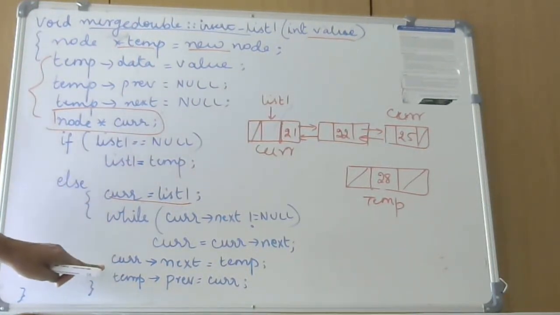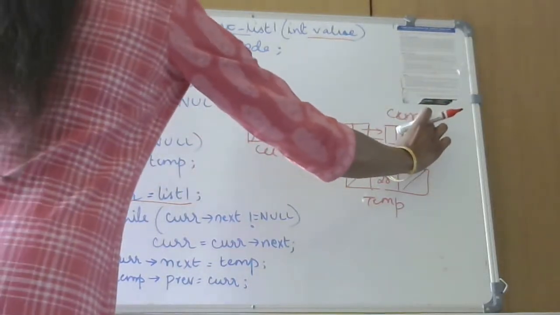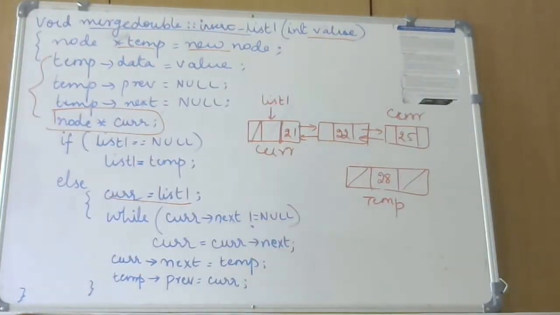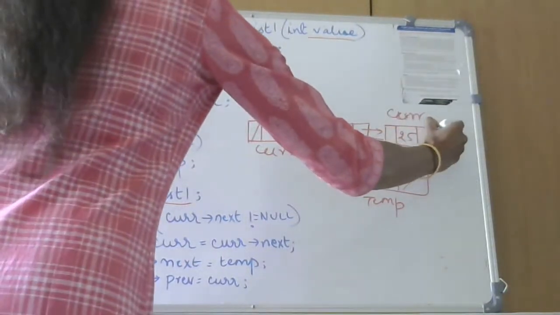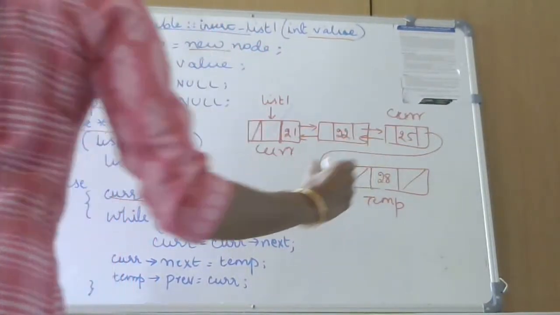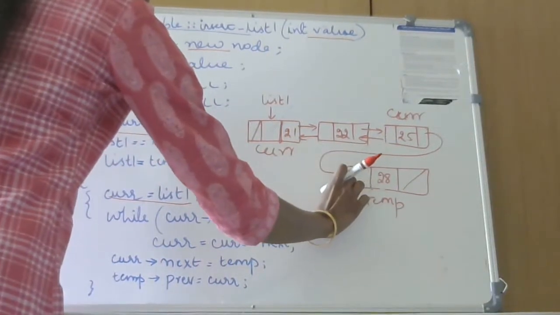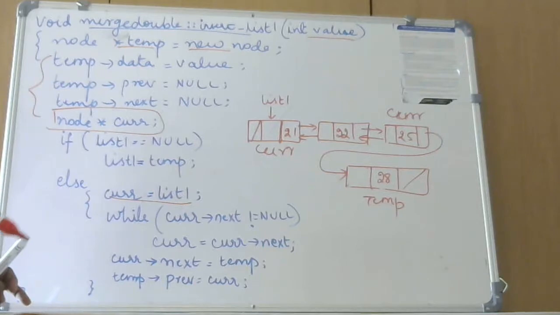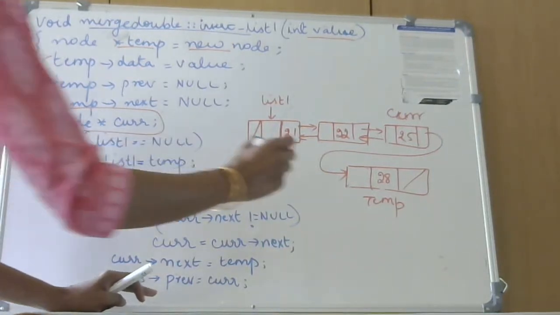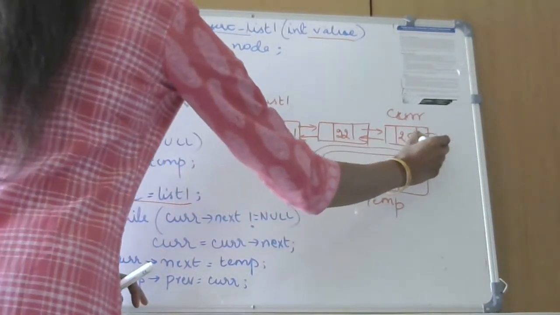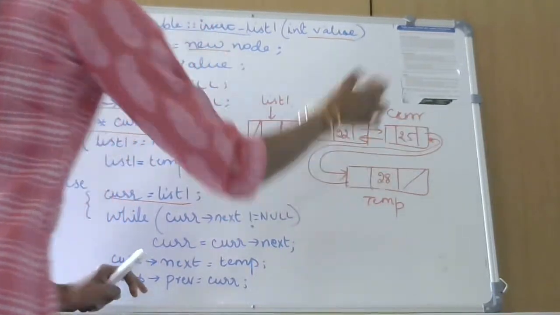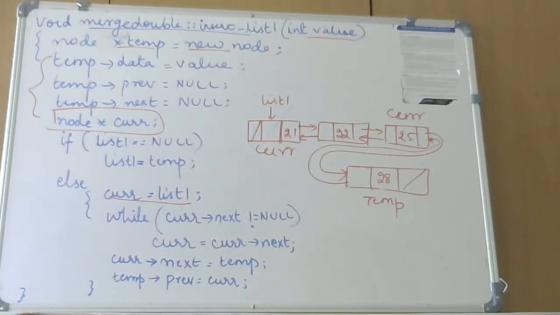Current of next is now this link. It can't be null anymore. Current of next should be pointing to temp. That is what we have done: current of next is equal to temp. Now this temp will also have a previous. It can't be null again. So temp of previous is equal to current. This is my current, so we are joining that. Later you can probably give a cout saying that the node is inserted successfully, something like that.